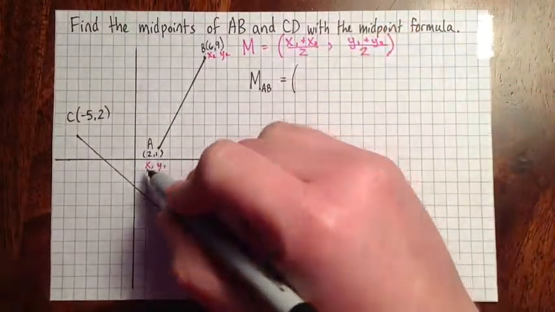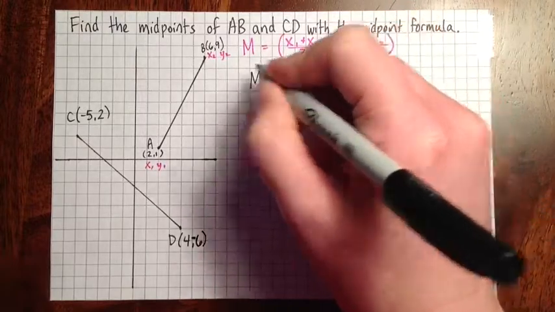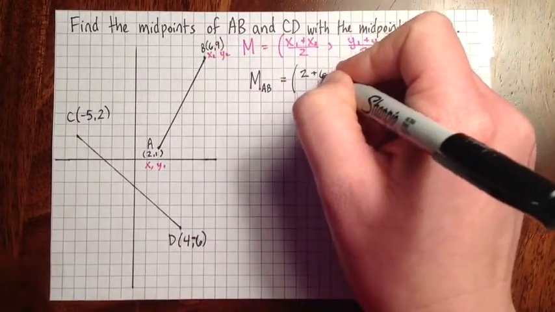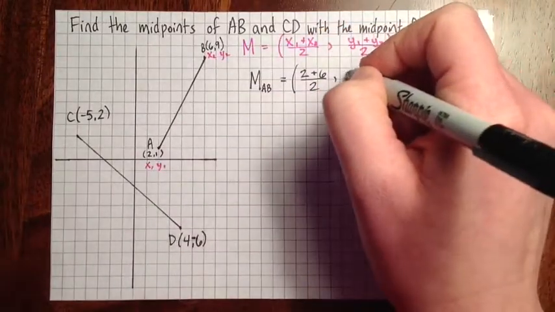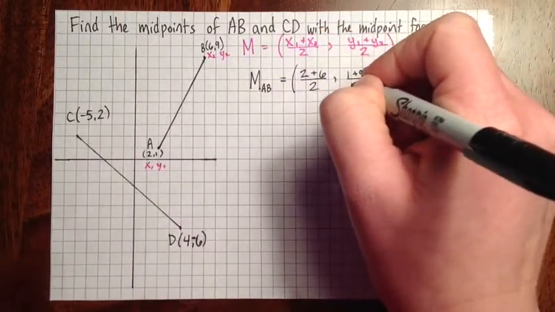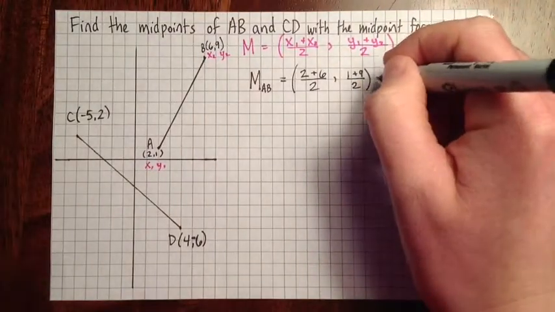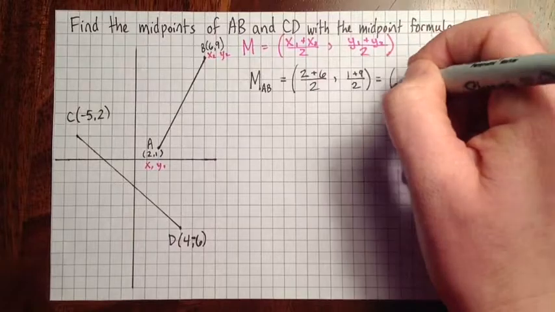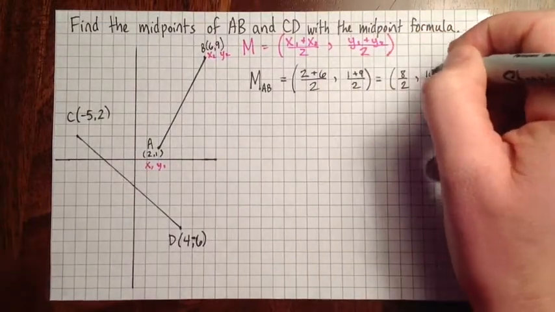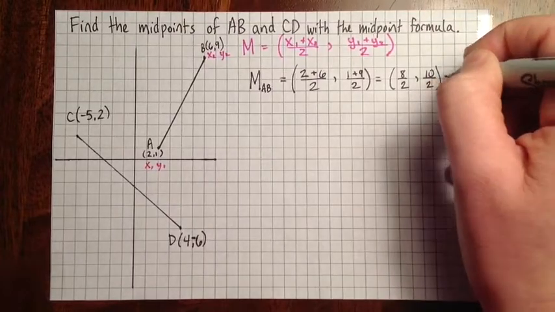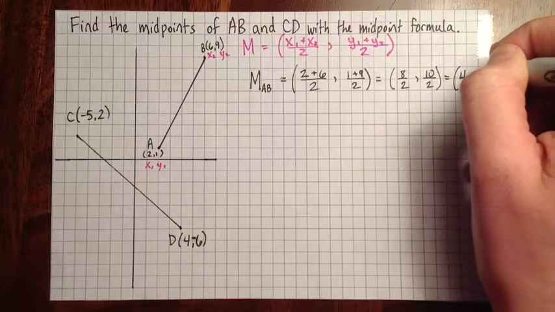Okay, so we're adding our two x values together, so we have 2 plus 6 divided by 2. And then we have 1 plus 9 divided by 2. Okay, and that's equal to 8 over 2, comma 10 over 2, and that's equal to 4, 5.